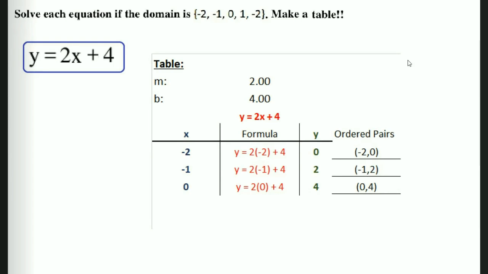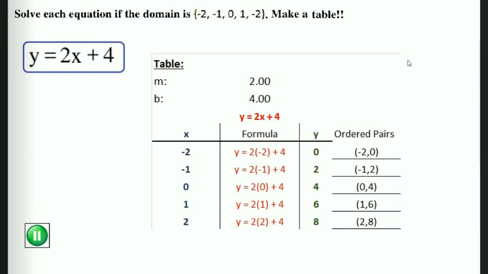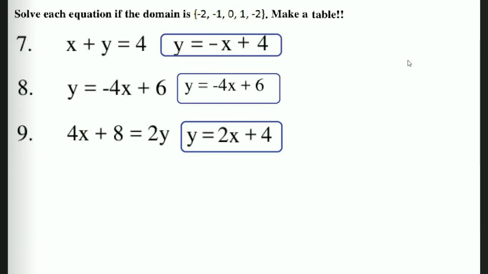0, we plug in 0 is 2 times 0 plus 4, 0, 4. We have 1, 2 times 1 is 2 plus 4 is 6. And if we plug in 2, 2 times 2 is 4 plus 4 is 8. So there's your table. All right, those are all three answers.